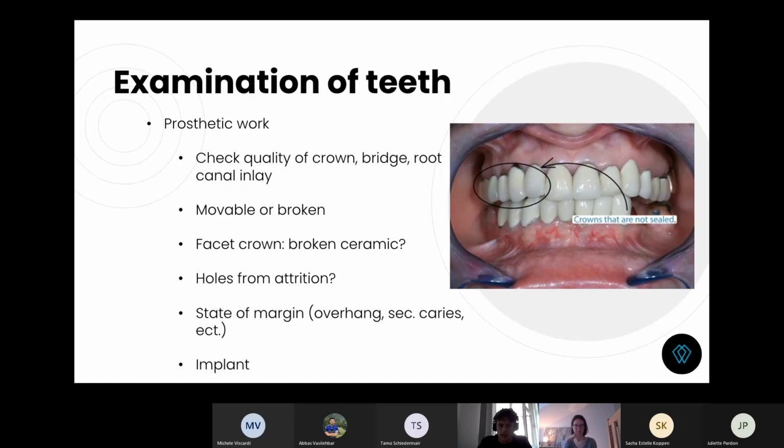You should check if it's actually a real tooth under this crown or if it's an implant. And basically, according to this, in the end, you can decide in your treatment plan if you're going to renew the crown or the bridge, or if you still leave it in for a few years or until something changes. Okay, next slide.